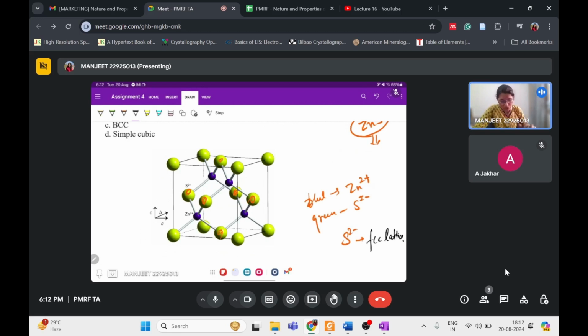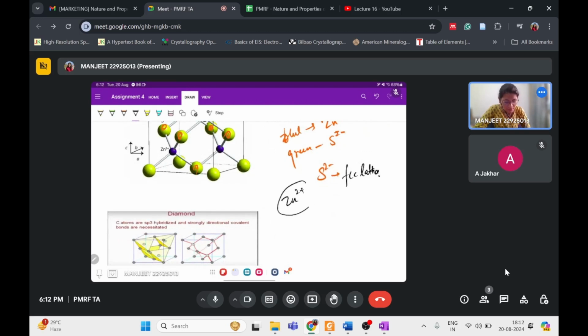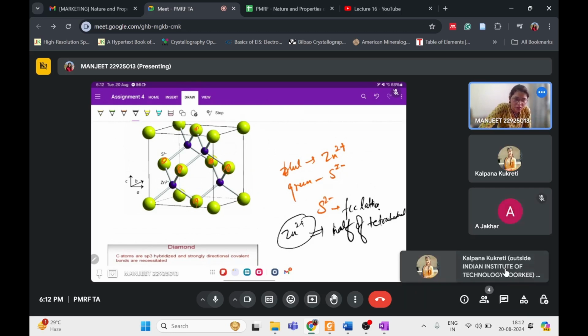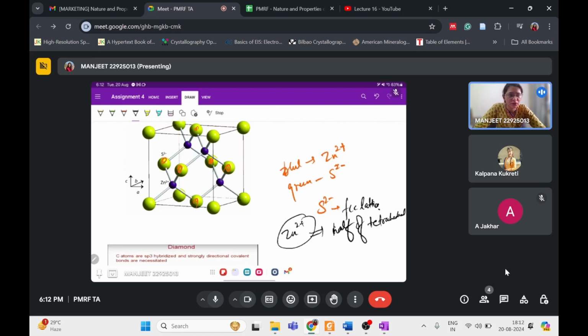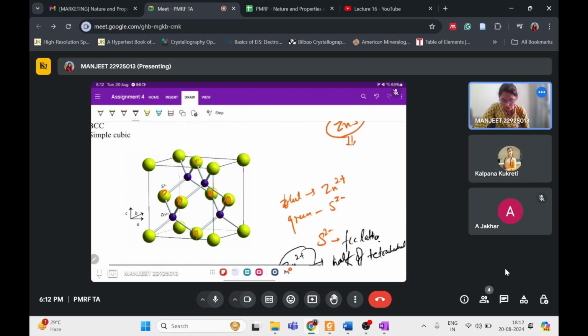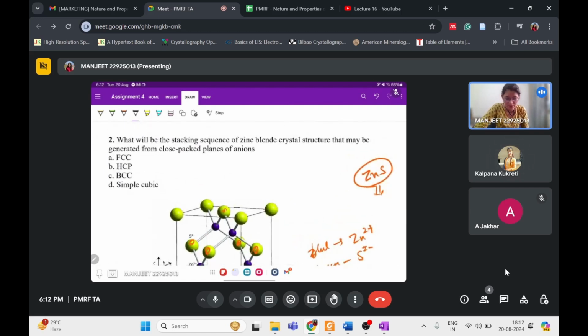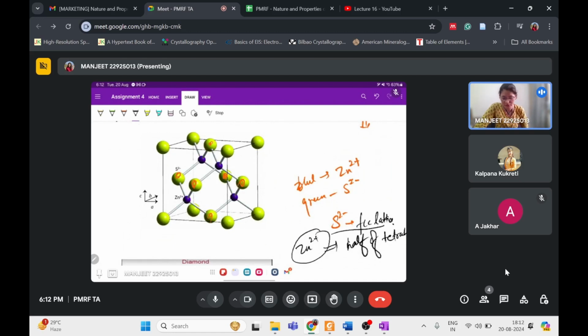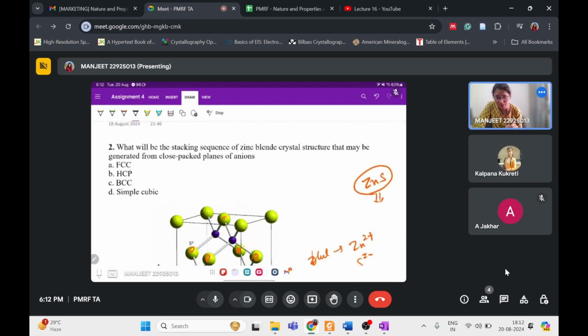So you can see that the S2- ion is occupying the FCC lattice. And what about Zn2+? Zn2+ is occupying half of the tetrahedral positions, that is, 4 out of the 8 octants of the cube. Usually we have 8 tetrahedral sites in the FCC cube. So what will be the stacking sequence for zinc blende? It will be FCC, because it is occupying the FCC lattice. So A will be the right answer.